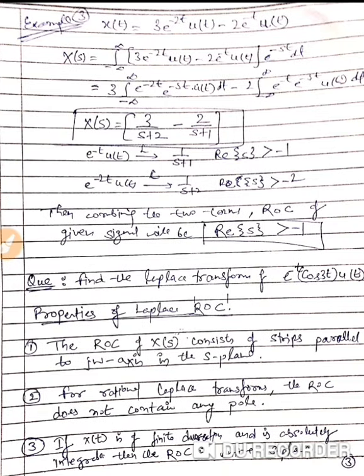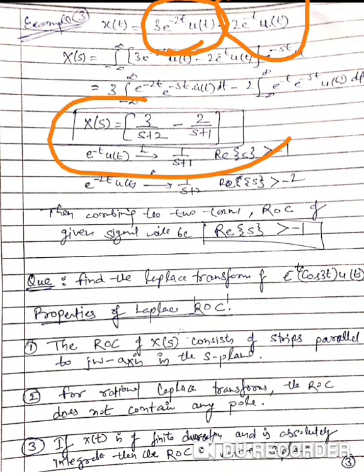Here we have one more example in which x(t) is equal to 3 e^(-2t) u(t) minus 2 e^(-t) u(t). So in this example we have two terms, that is, it is a combination of two signals. One is 3 e^(-2t) u(t) and the second is 2 e^(-t) u(t). When we calculate the Laplace transform of both the signals, we get X(s) equal to 3 upon s plus 2 minus 2 upon s plus 1.